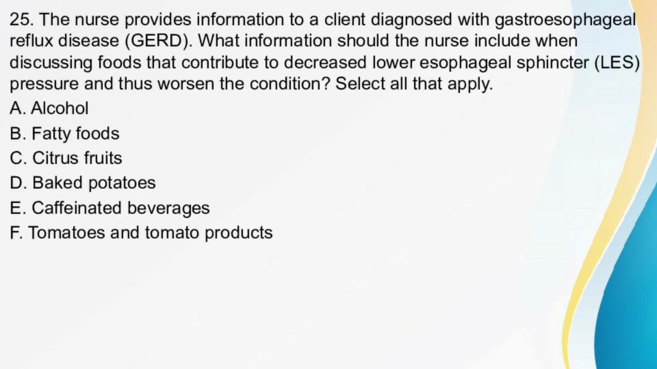Question number 25. The nurse provides information to a client diagnosed with gastroesophageal reflux disease, GERD. What information should the nurse include when discussing foods that contribute to decreased lower esophageal sphincter pressure and thus worsen the condition? Select all that apply. A. Alcohol. B. Fatty foods. C. Citrus fruits. D. Baked potatoes. E. Caffeinated beverages. F. Tomatoes and tomato products.